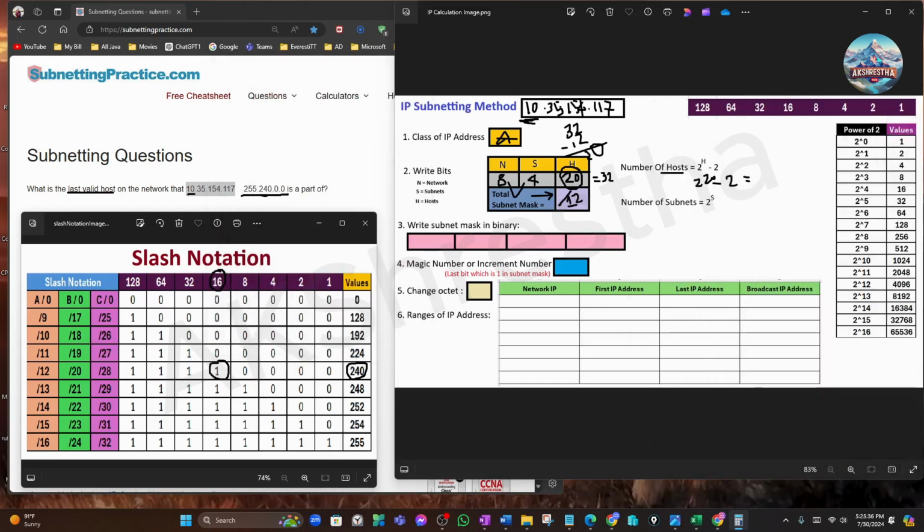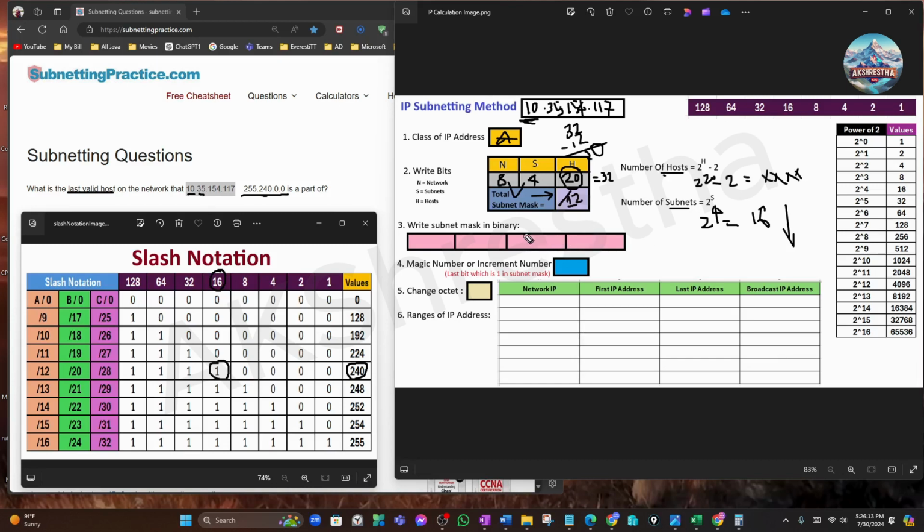Okay, now how many subnets? Our subnet is 2 to the power 4, which is 16, right? 16 is here. So we don't have to do minus 2 here because this is subnet. This is host, this is subnet. How many hosts we have doesn't matter. We need to figure out only the last valid host. So we don't have to go all the way through 16 like this, no. We just have to figure out where we can get it.